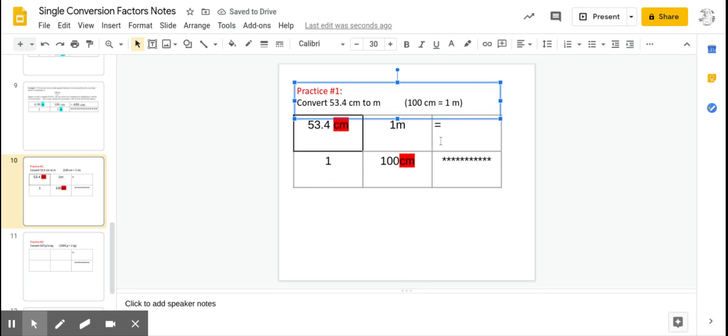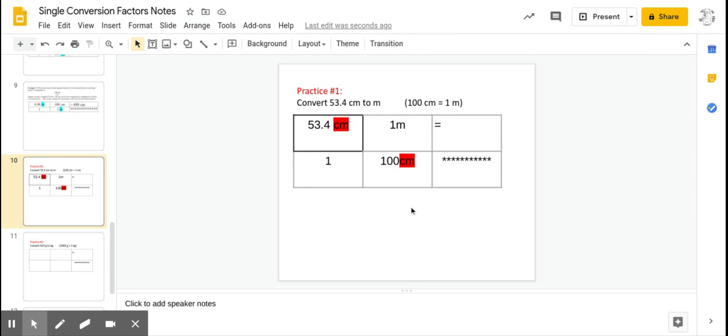So now, what do I do? I top times down divide. Times everything on top, it doesn't matter the order, and divide by everything on the bottom. Now I could take 53.4 times 1 divided by 1 divided by 100 and I get the same answer. I'm going to skip the ones and I'm just going to take 53.4 divided by 100.